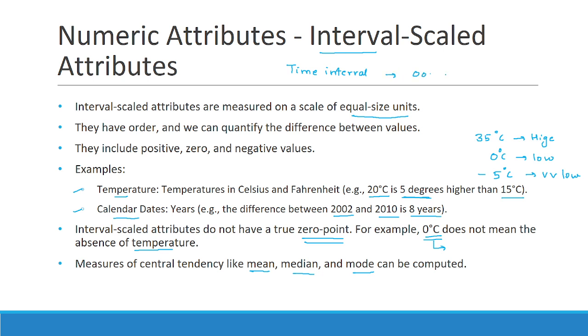When we say 0, that means it may be 12 a.m. So there is no true 0 point. We cannot say it is the only start of time. Okay, so no true 0 point is there.